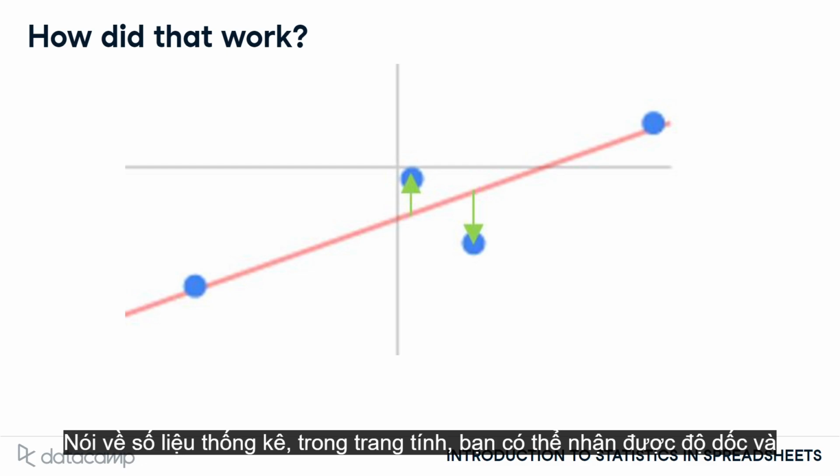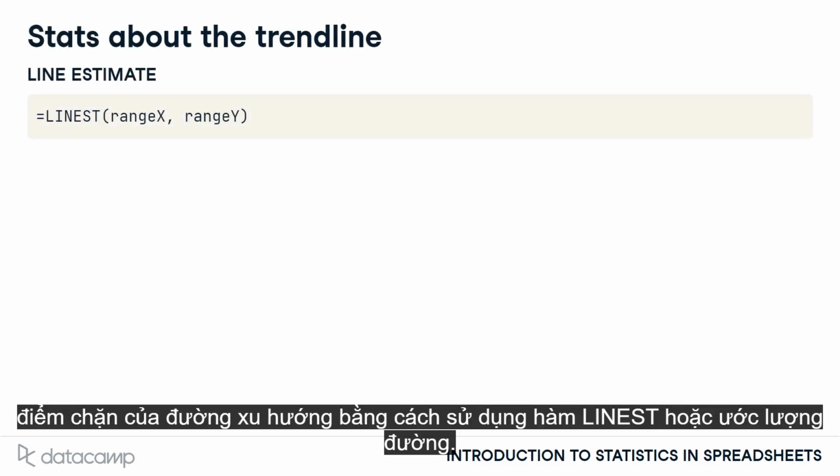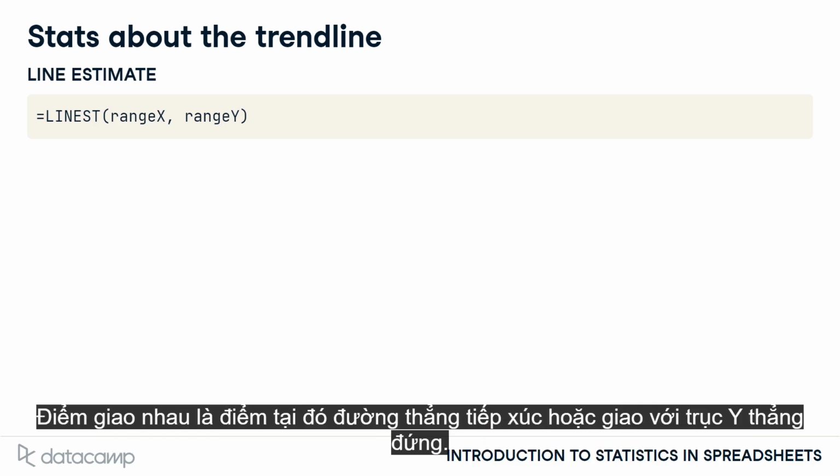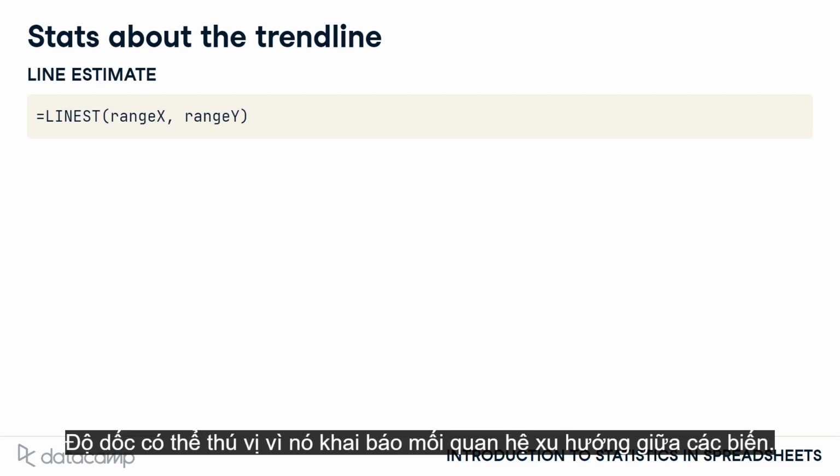Speaking of stats, in Sheets you can get the slope and intercept of the trend line using the LINEST or line estimate function. It accepts two ranges and will return the slope, then the intercept. The intercept is the point at which the line touches or intersects the vertical y-axis. The slope can be interesting because it declares the trend relationship between the variables.